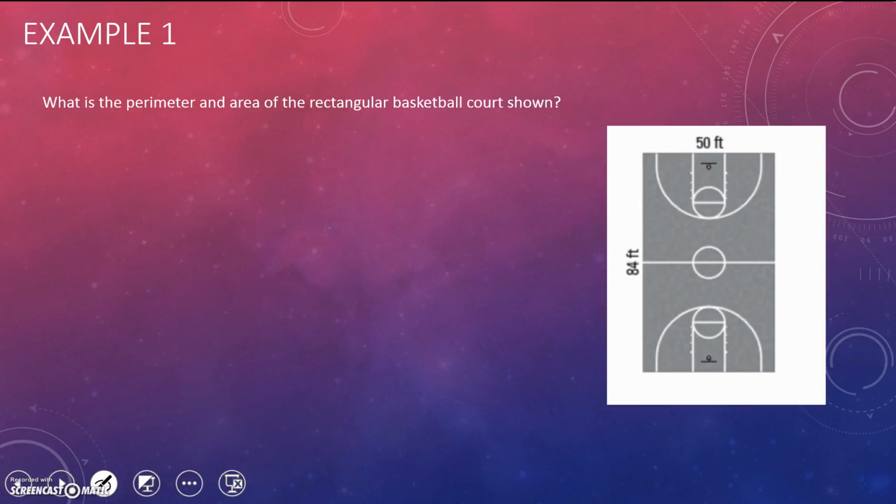All right, moving on to our next example here. We're dealing with now a basketball court as shown to the right. We want to find the perimeter and we want to find the area of that rectangular basketball court. This is just a real life example that doesn't mean anything's different. So for perimeter, we're going to do 2 times the length, so 2 times 84, plus 2 times the width, or 2 times 50.